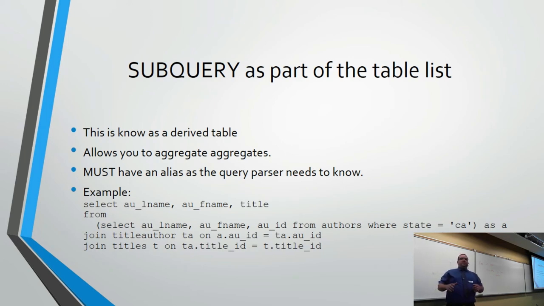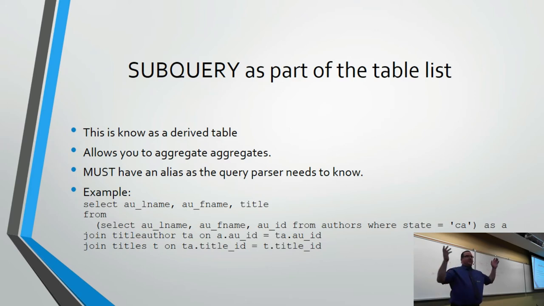Sometimes you have the odd case where you need more, and you need more in such a way that it doesn't fit the bill of the normal joins. So you end up with something called a subquery as part of a table list. This is also known as a derived table.